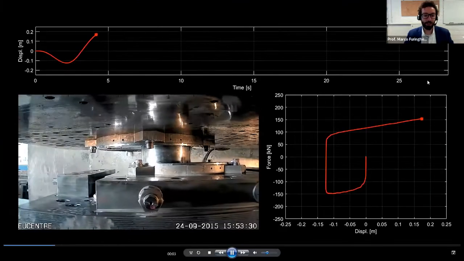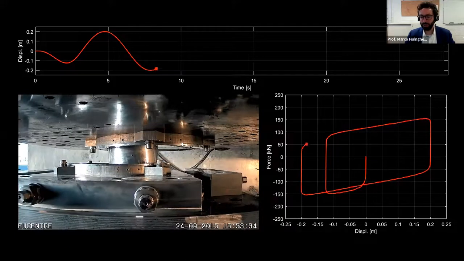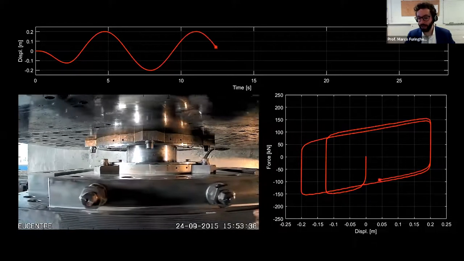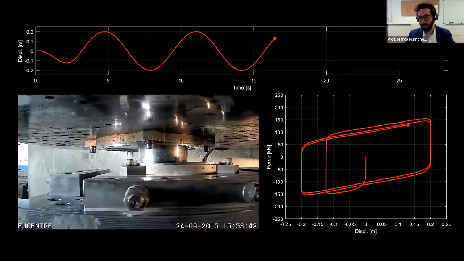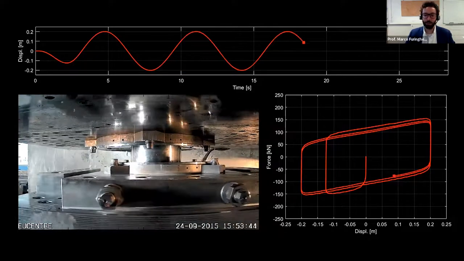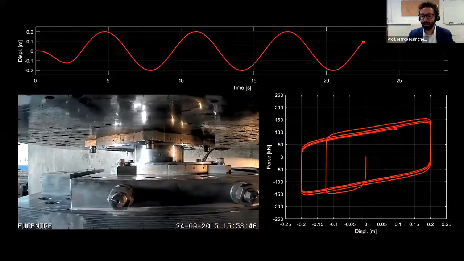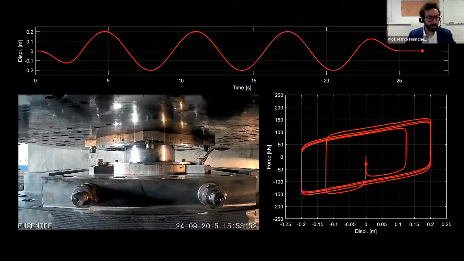You see, this is a video of an experimental test, and the force displacement loop is the experimental one. You see that there is a rigid initial branch, also related to the unloading branch when we change direction during the test. And then we have the steel resistor, which is directly related to the frictional motion.